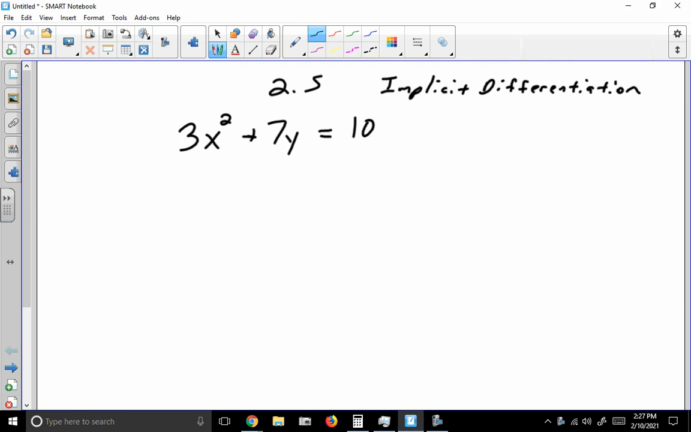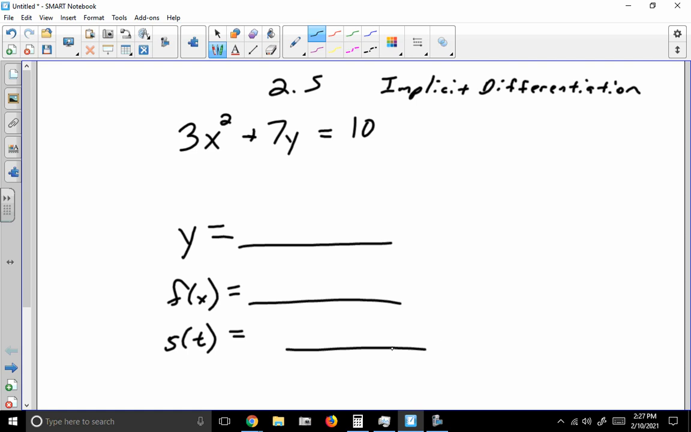In 2.5, we're going to look at doing what's known as implicit differentiation. And the difference between this and the derivatives that we've done in the other sections is how our equation is structured. On all the other equations that we've done, we've had y equals or f of x equals or s of t equals, and we would have one variable on the other side.